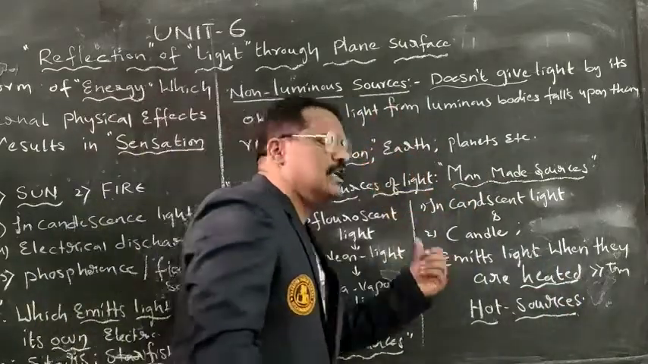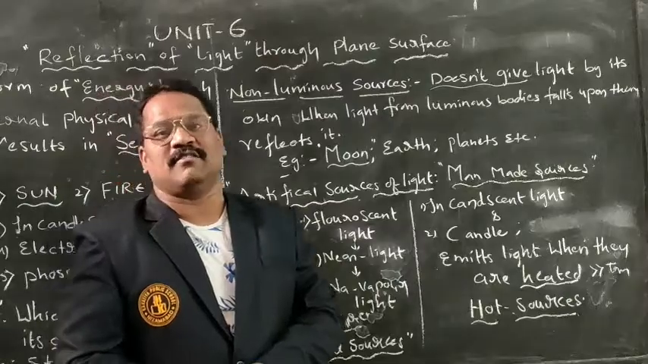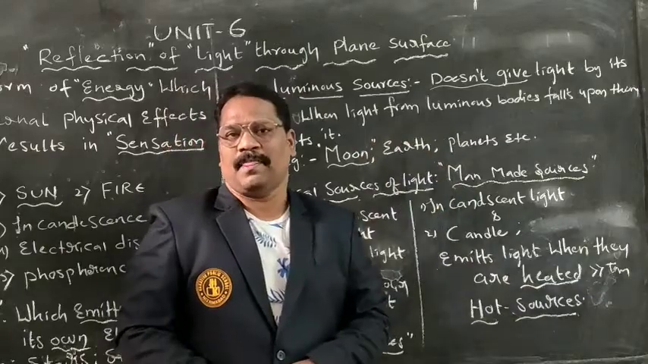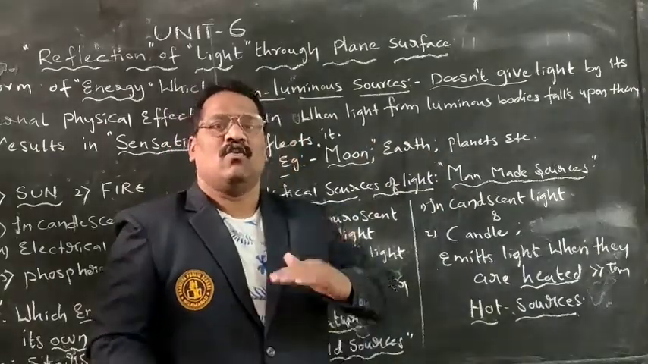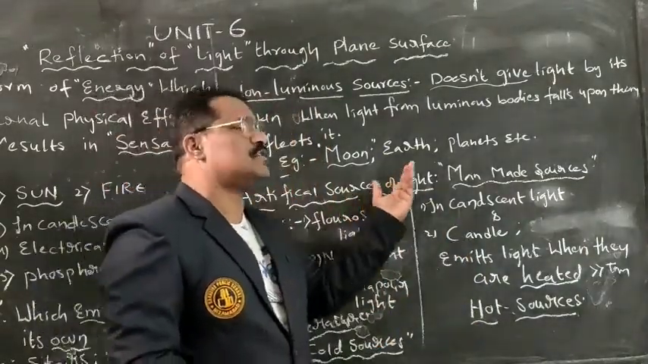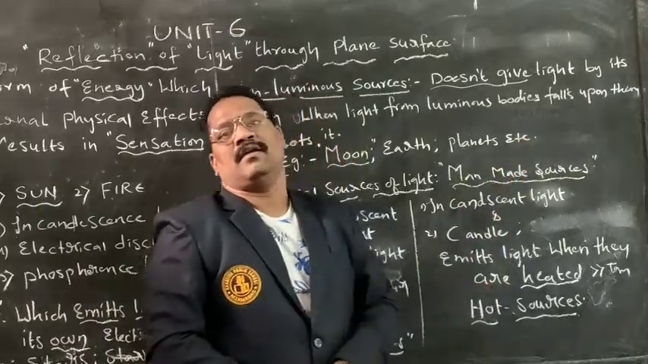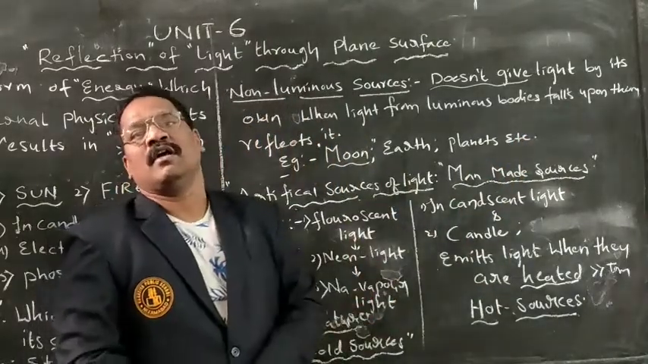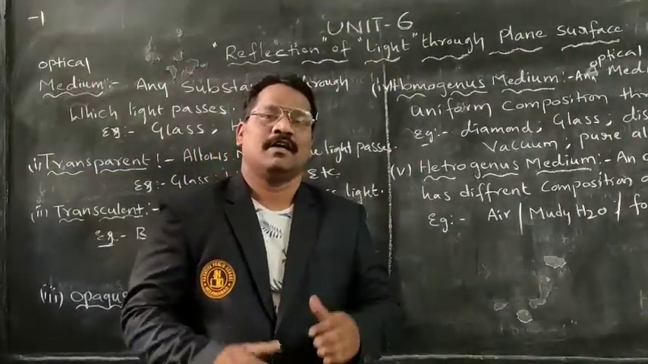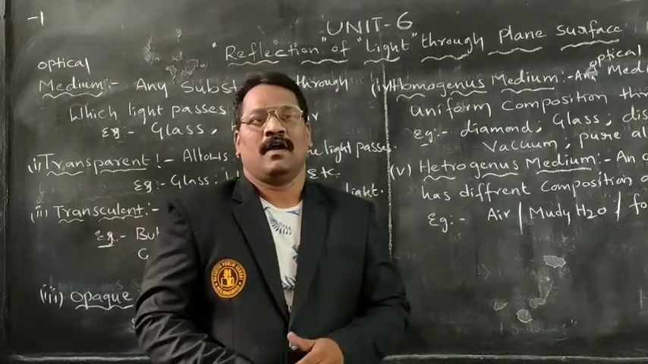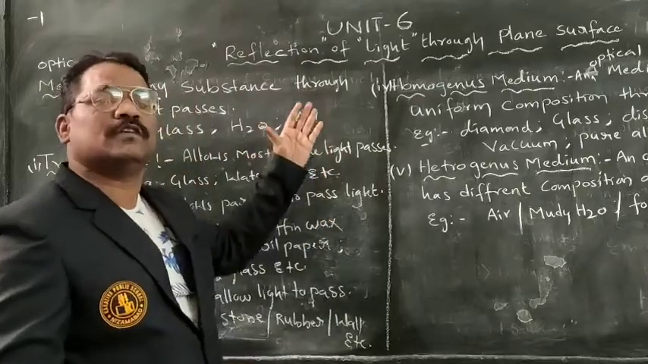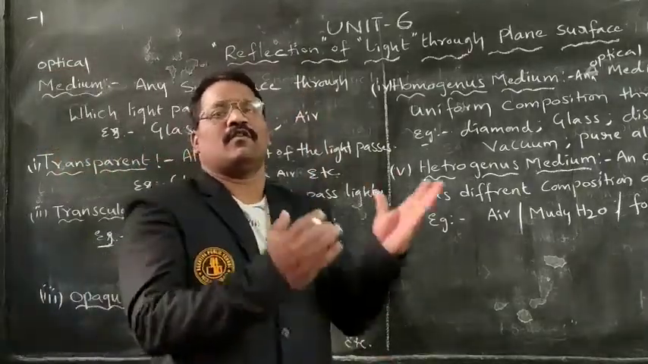So by this we understood clearly what light is, what it means: which causes the sensation of vision, we call it what? Light. Simultaneously, different types of sources, luminous sources, non-luminous sources, and not only that, artificial sources of light which were prepared by man. We have discussed clearly about all these things. Okay children, till now we have discussed light, which causes the sensation of vision. Different properties of light we have studied, and sources of light we have studied.